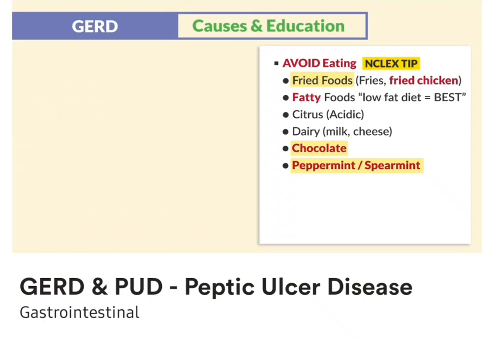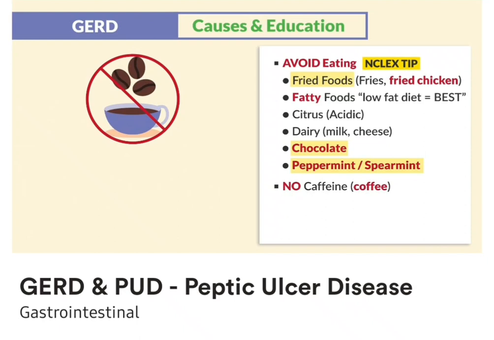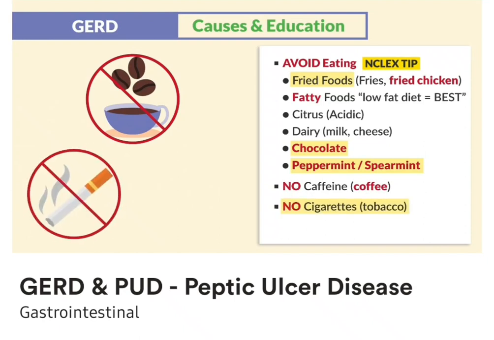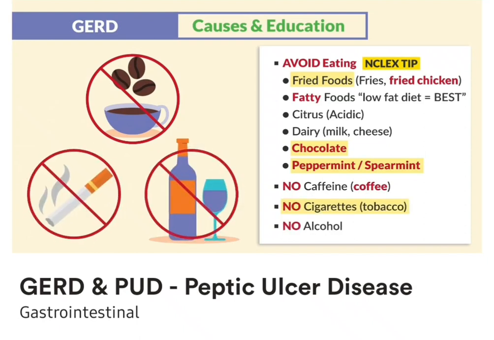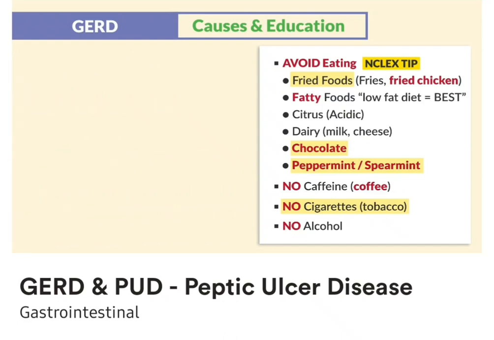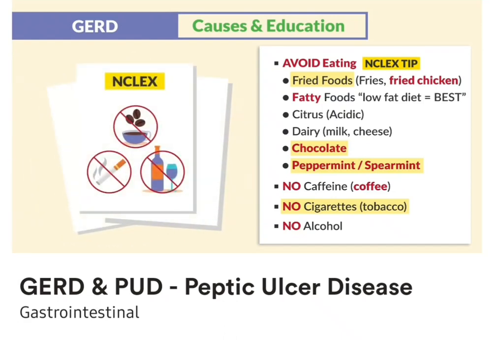And now for the no-no list. No caffeine, including coffee, no cigarettes or tobacco, and no alcohol in excess. Remember, on the NCLEX and exams, caffeine, smoking, and alcohol are never good. Just save it for after the NCLEX here.